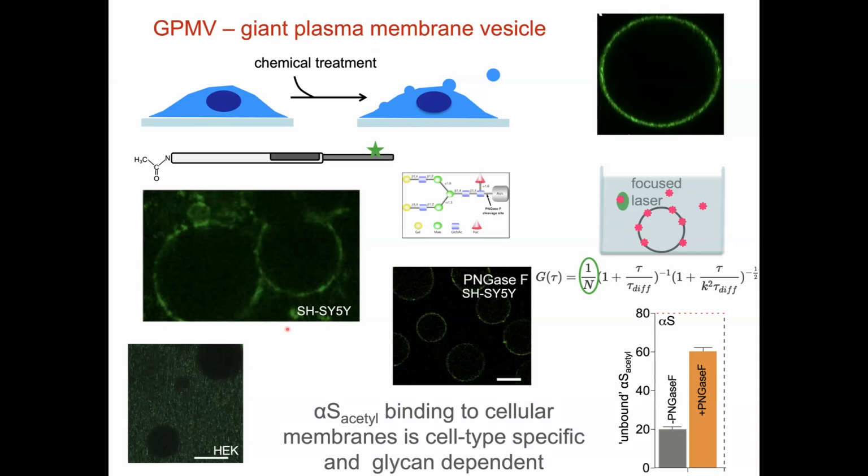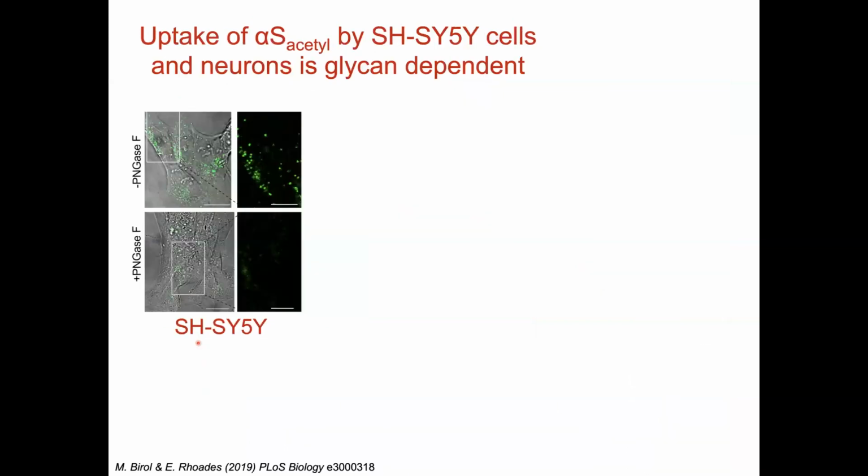And so our hypothesis is that you have some sort of glycoprotein in SHSY5Y cells that is important for this interaction, if the sugar group in particular is important, and that protein is lacking in HEK cells, which is why we don't see it here. And the GPMVs are really nice because they lack active uptake.